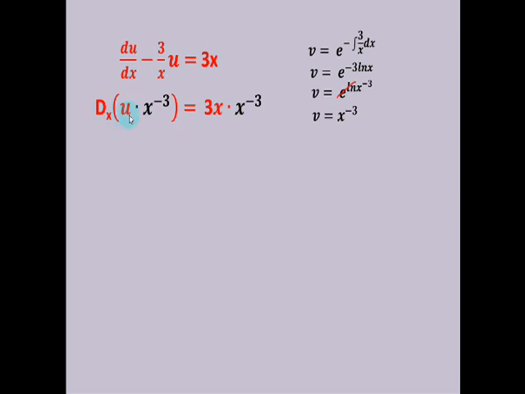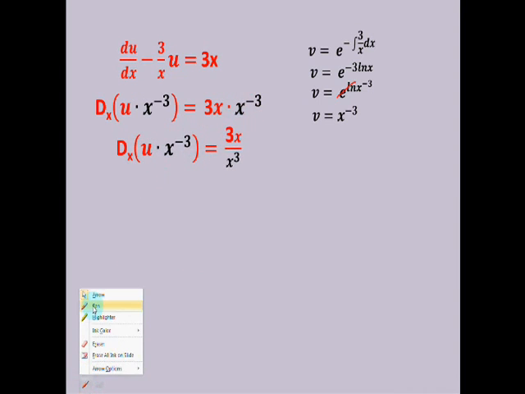So if we multiply this integrating factor to the whole equation, what will happen is that the derivative of the left side times the integrating factor is just the derivative of u times x to the negative 3, which is equal to 3x times the integrating factor x to the negative 3. So we can rewrite it like this, and we can see that in 3x over x cubed, our variable x will just cancel out. This becomes x squared.